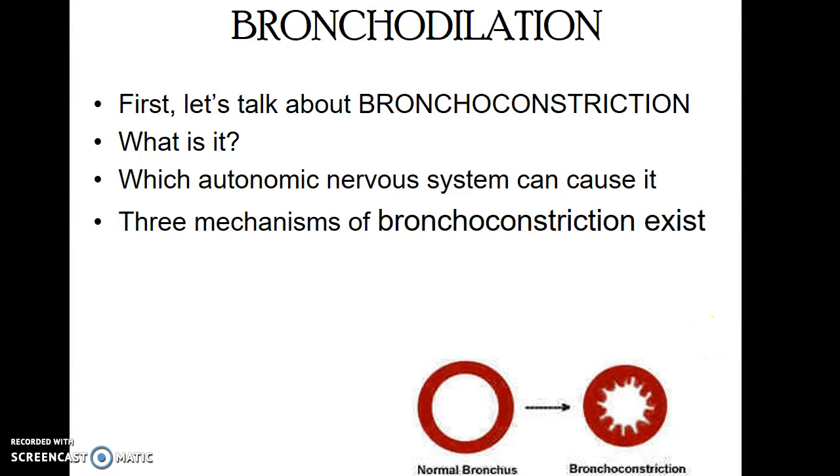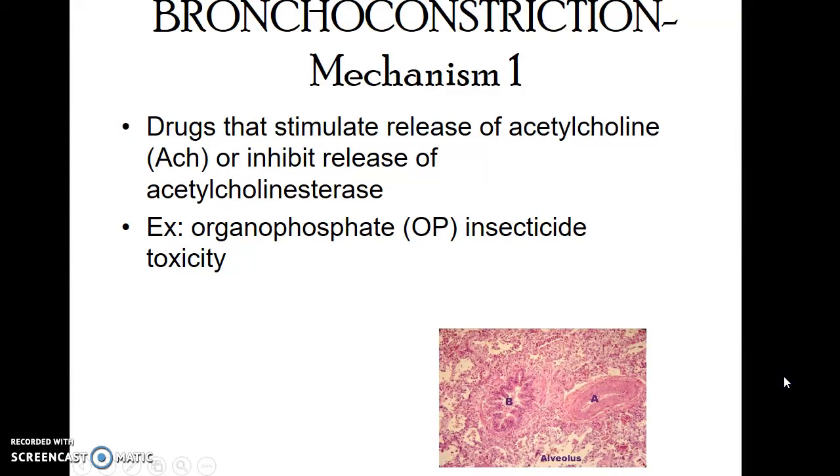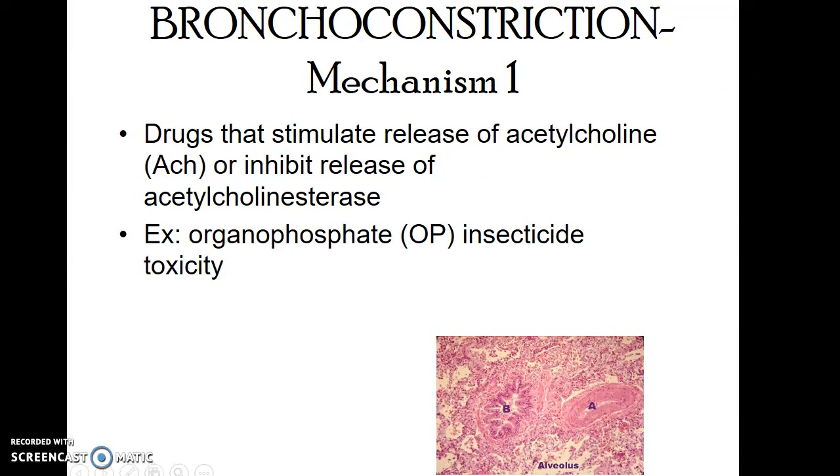We have three mechanisms of bronchoconstriction. We've talked about one here, but there's a couple others. And it's important to understand how it occurs so that we can understand drugs that basically may counteract a particular mechanism. So the first way that bronchoconstriction can occur is via drugs that stimulate the release of acetylcholine. So acetylcholine is the neurotransmitter of the parasympathetic nervous system that's going to cause that bronchoconstriction.